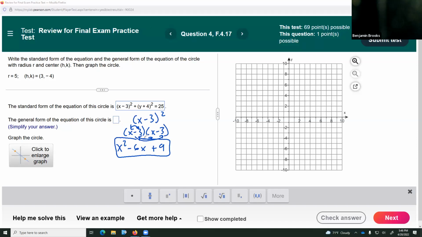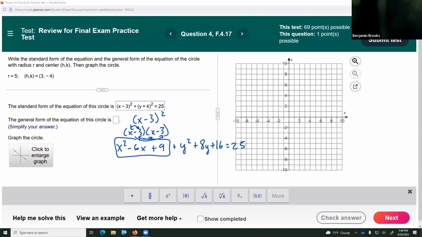So what will y plus 4 squared look like? Y squared plus 8y, and then plus 16. Real simple. You don't have to write it all the way out and multiply everything out. It's just a real quick way to do it. And then it's equal to 25.